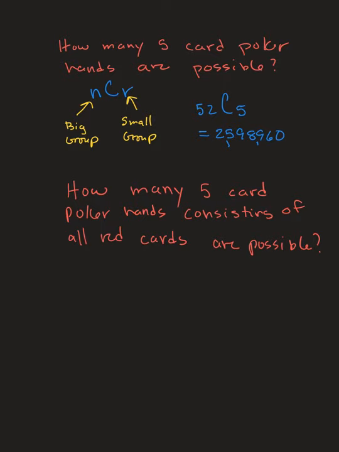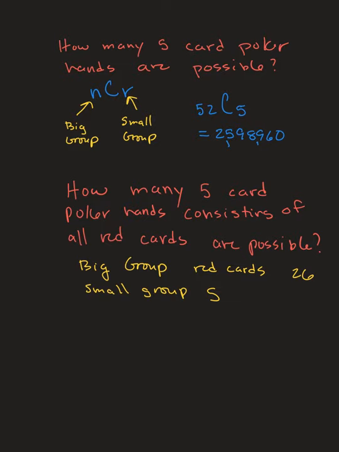So if I were to say, how many 5-card poker hands consisting of all red cards are possible? It's still going to be a combination, but you really have to think about your big group and your small group. Last time, my big group was all of the cards, so there were 52 things. But my big group now is all the red cards. How many red cards are there? There are 26 red cards. And then my small group is the same. I'm going to take 5 cards.